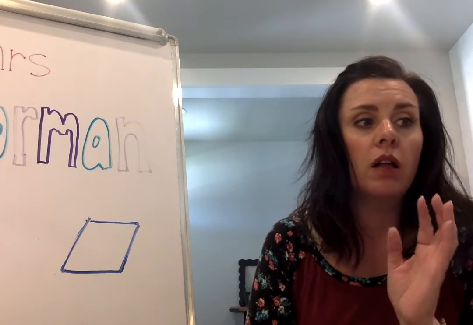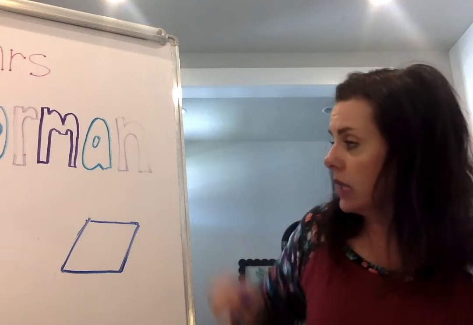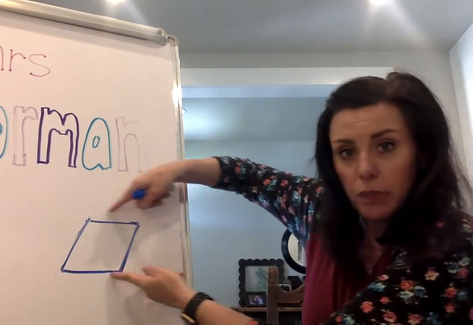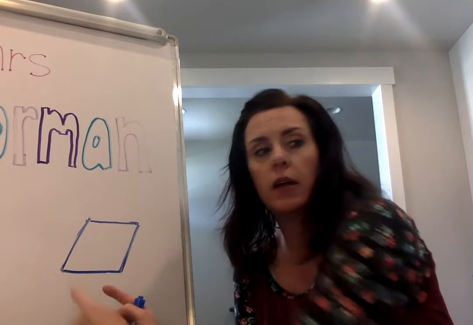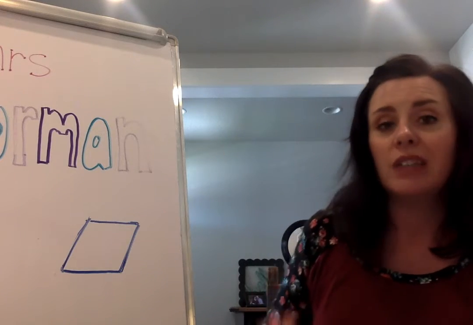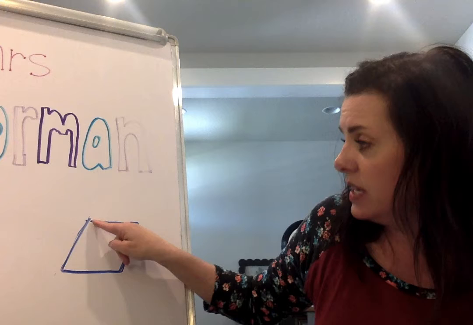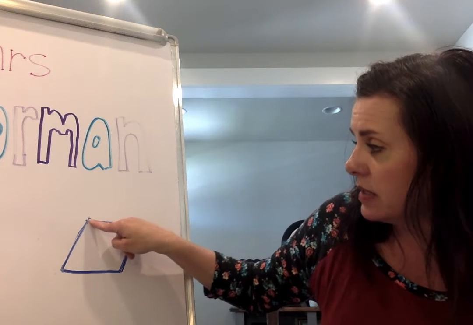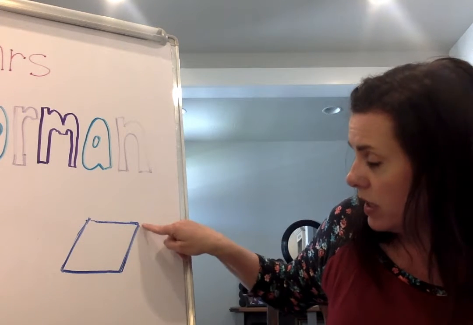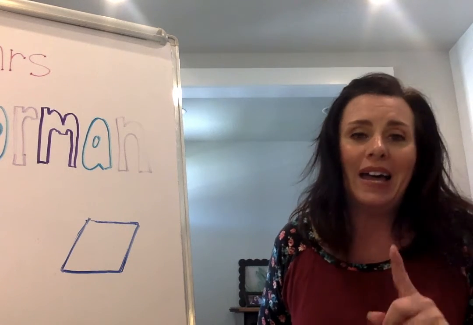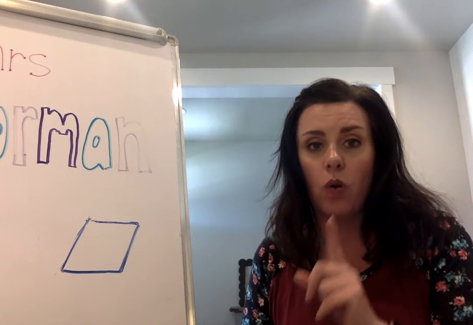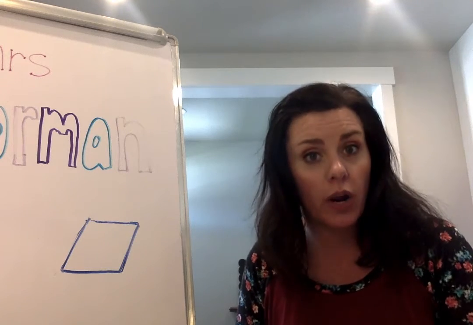Because all our opposite sides are parallel, right? These two sides are parallel, and these two sides are parallel. All the sides are congruent. This is the same distance or length as this one, which is the same as this one, which is the same as this one. But it does not have 4 right angles, which a square does.